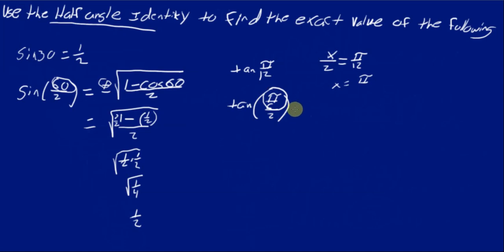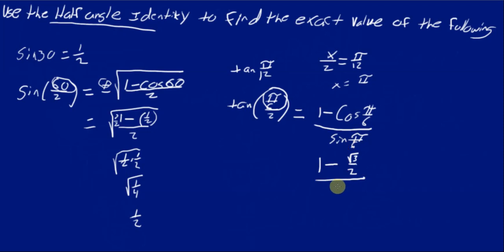You've got 3 choices for the half angle tangent identity. I would never use the first one. I don't know why you would. I'll go with the second one listed: 1 minus the cosine of x, in this case pi over 6, all divided by the sine of pi over 6. And we don't have to worry about the sign here because it will figure itself out when working the problem. So that's 1 minus the cosine of pi over 6. The cosine of pi over 6 is root 3 over 2, all divided by the sine of pi over 6, which is 1/2.